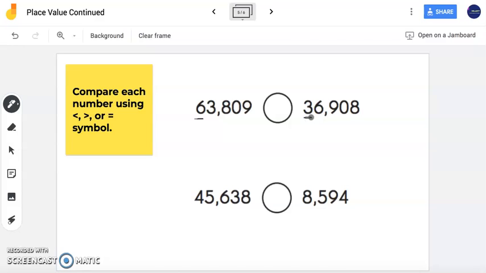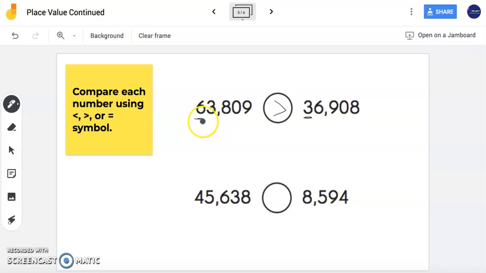So if I'm thinking 60,000 or 30,000, the digit here in my 10,000s place is representing that this entire number is much larger, because 60,000 is much larger than 30,000, telling me that this entire number, 63,809, is greater than 36,908. Remember, when you're comparing numbers, you're working your way from left to right, taking it digit by digit.